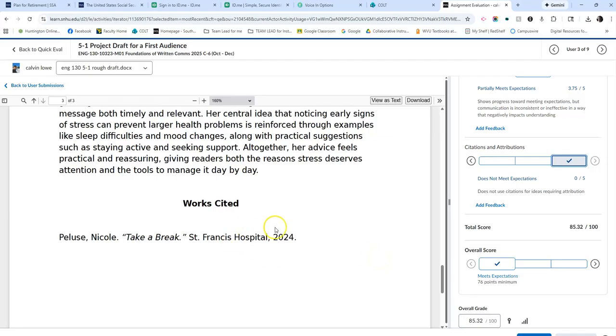Now, your works cited page here should be on its own page. Works cited should not be in bold, and it should not be double spaced. This should be double spaced here. It looks like it's 2.5 or 3 spaces actually. You also want to look at the source and see if there's a URL for it, because the URL would need to go here.